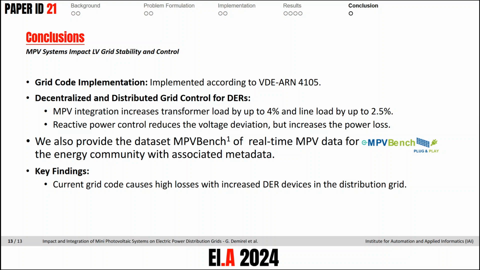We also provide the balcony power plant dataset for the energy committee with associated metadata and it is available on our GitHub repository. Our findings include the fact that the current grid code leads to high losses with an increasing number of decentralized energy generation plants in the distributed grid. These findings underline the need to further optimize existing regulations and technologies in order to ensure sustainable and efficient energy distribution. This also includes advanced control methods for DERs such as reinforcement learning or other control techniques.